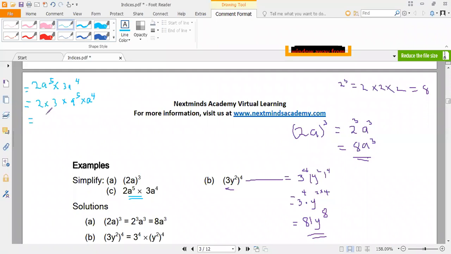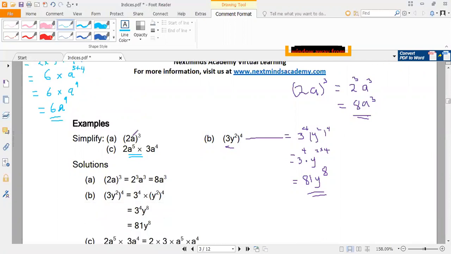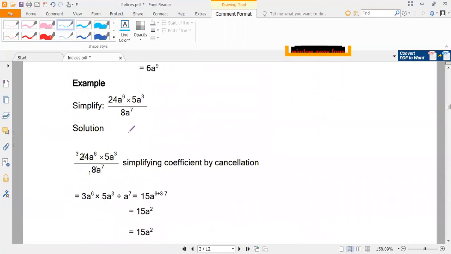So 2 times 3 is 6. So if we apply the laws of indices on a, since we are multiplying, we add the powers, so it will be 5 plus 4. And finally, we shall end up having 6 times a to the power of 9. The answer will be 6a to the power of 9. So basically, that is how we deal with indices.